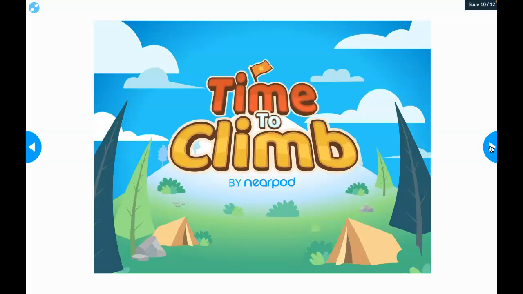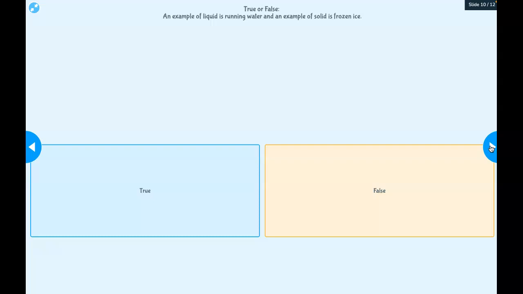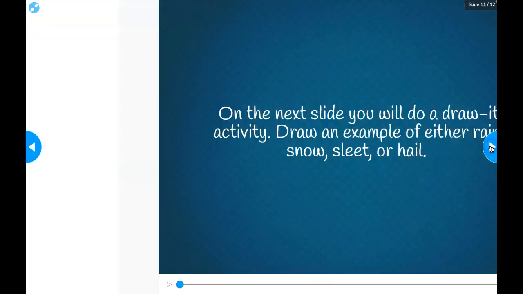The Time to Climb activity provides them 5 questions, some true/false, some multiple choice. They can go through and answer, and depending on the correct answer and the time and quickness that they answer the questions, they can climb the mountain higher and higher. It's almost as if a competitive game, but it's engaging and intriguing to the students.